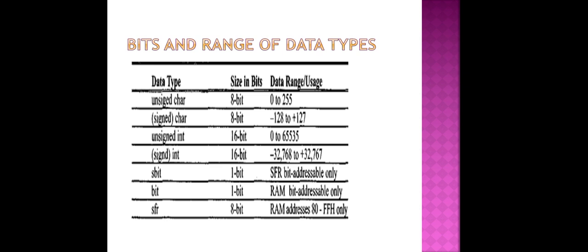It is SFR bit addressable only. Next is the bit, a 1-bit data type, which is RAM bit addressable only. And SFR is 8 bits, with RAM addresses from 80 to FFH only. This is the chart of data types, bits and ranges from the programs.